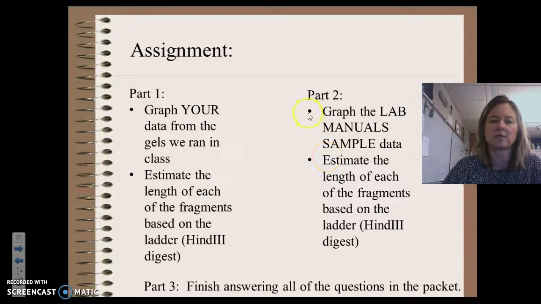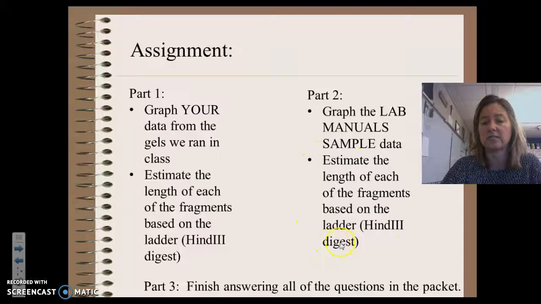The second thing that you're going to do is that I'm going to give you some sample data. This comes from the lab manual. You are going to record the length of each of those fragments and what they would have traveled on a professional person's gel, and you are going to regraph that information on a separate semi-log graph. You will then use that data to estimate the lengths of each of the fragments based on real information. Once you have both of those done, then you will finish answering all of the questions in the packet.